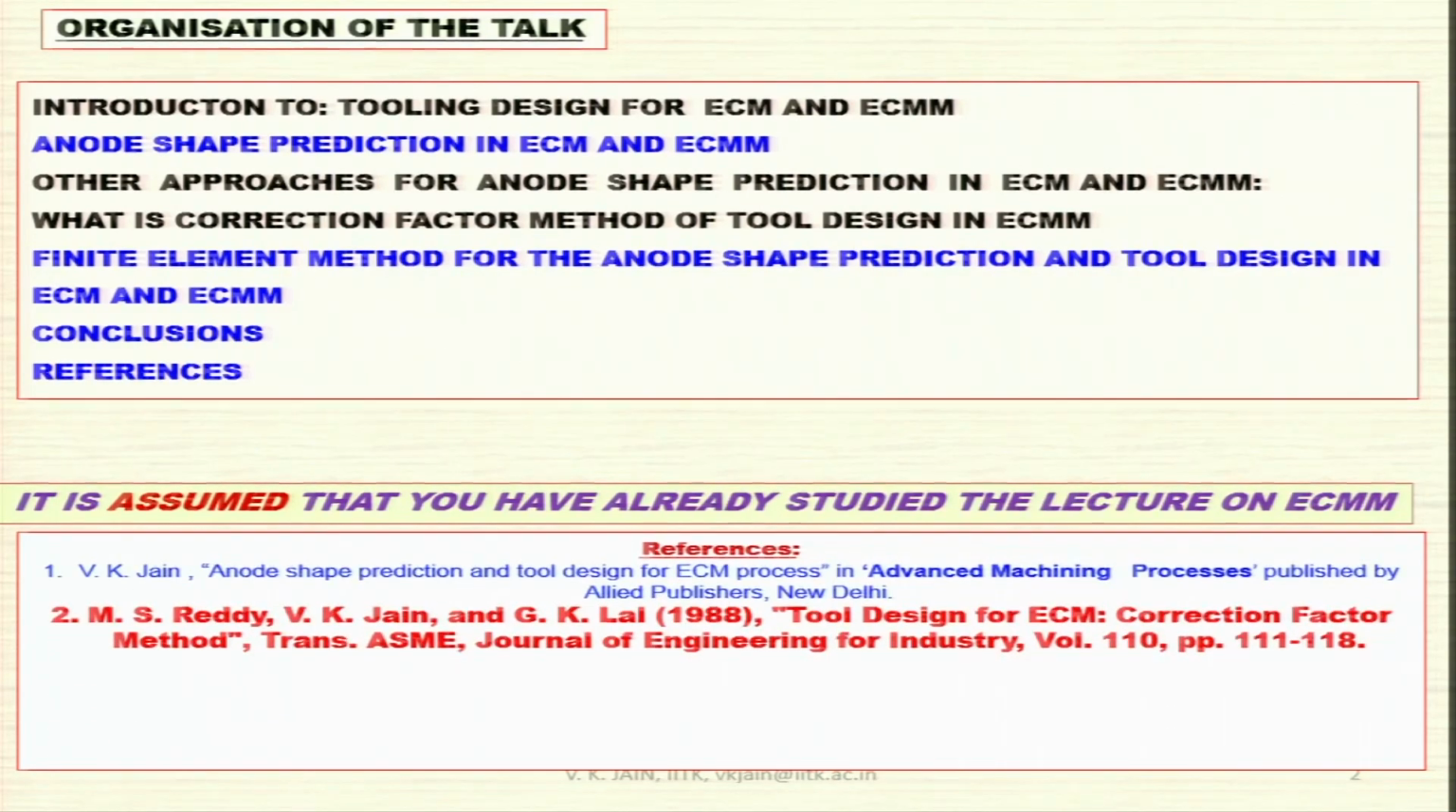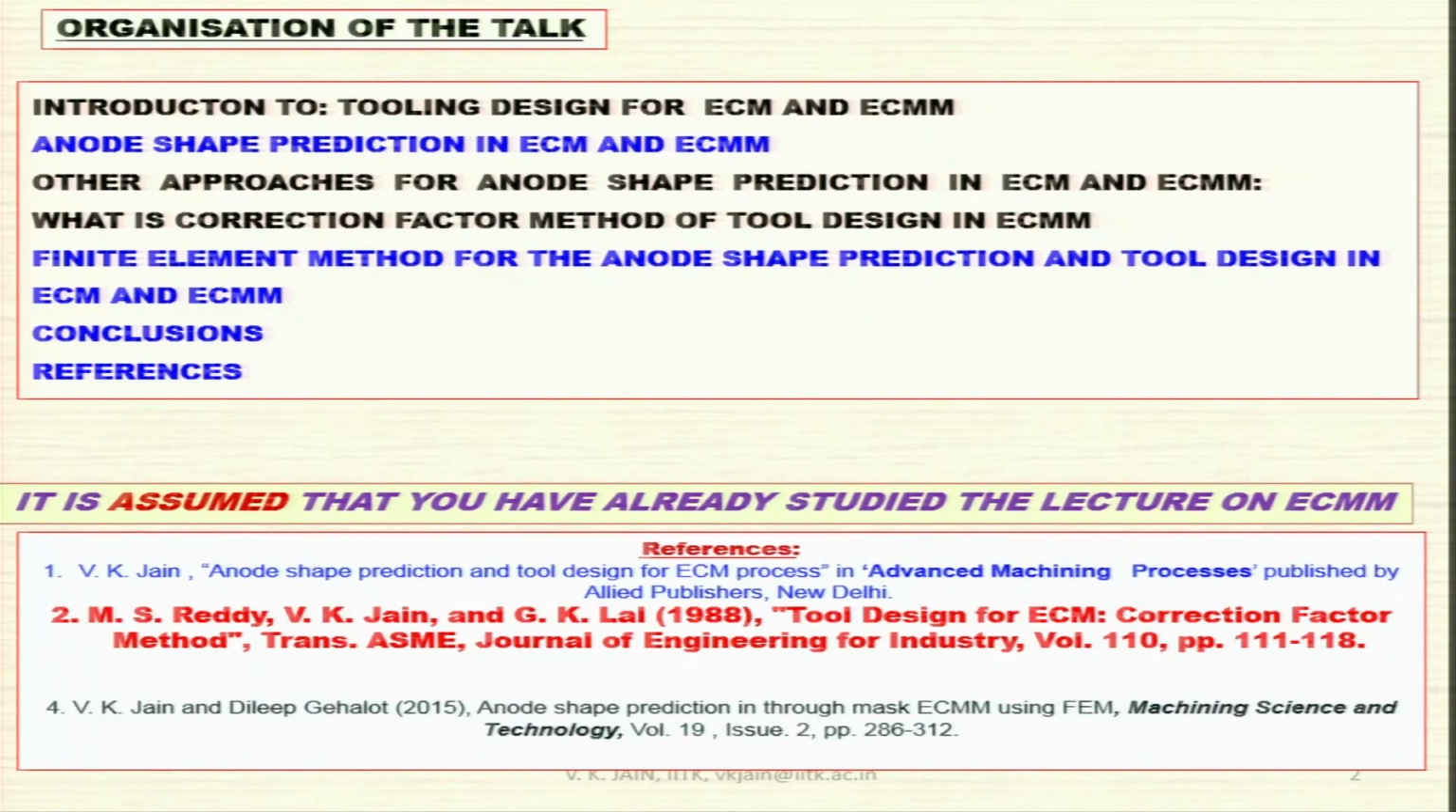References mainly for anode shape prediction and tool design for the ECM process: a published book on advanced machining processes. Reddy et al. published a very interesting and useful research paper on tool design for ECM, the correction factor method. Most of the part in this particular lecture is taken from this paper published in ASME Transactions, Journal of Engineering for Industry, volume 110, published in the year 1988. Then there is another paper published on anode shape prediction in through mask electrochemical micromachining using the finite element method. It was published in Machining Science and Technology. And Vijay Bhattacharya published a paper in the International Journal of Machine Tools and Manufacture in the year 2000.